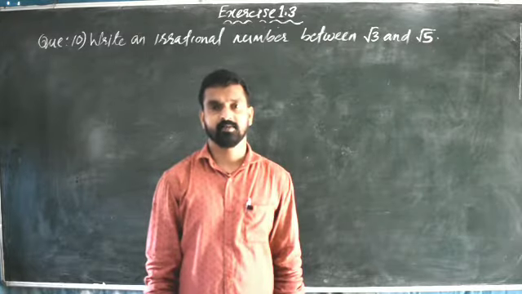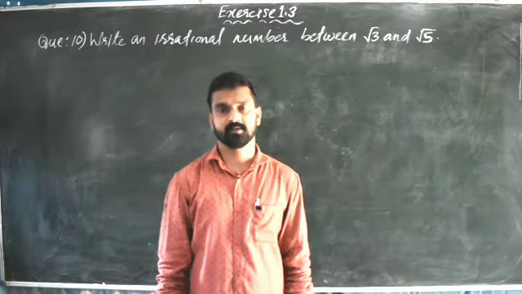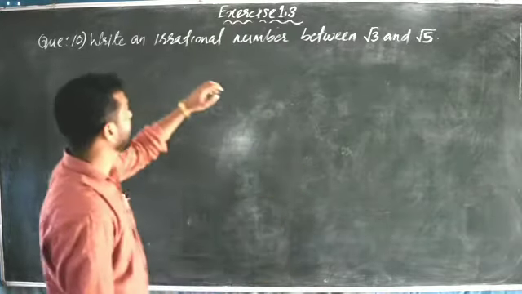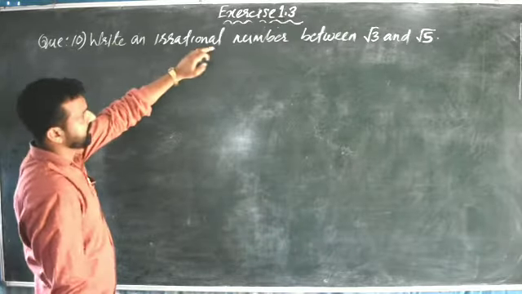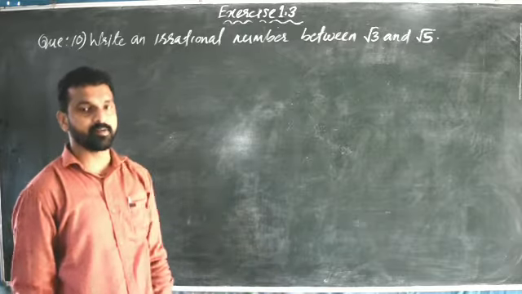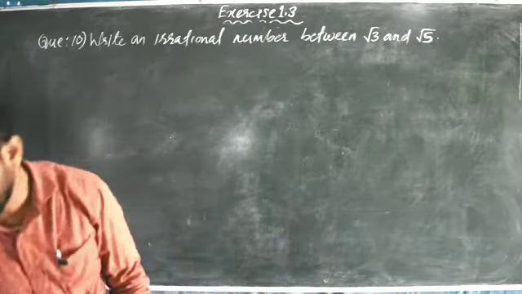In the previous video we finished exercise 1.3 up to question number 9. Now let's see question number 10: write an irrational number between root 3 and root 5.